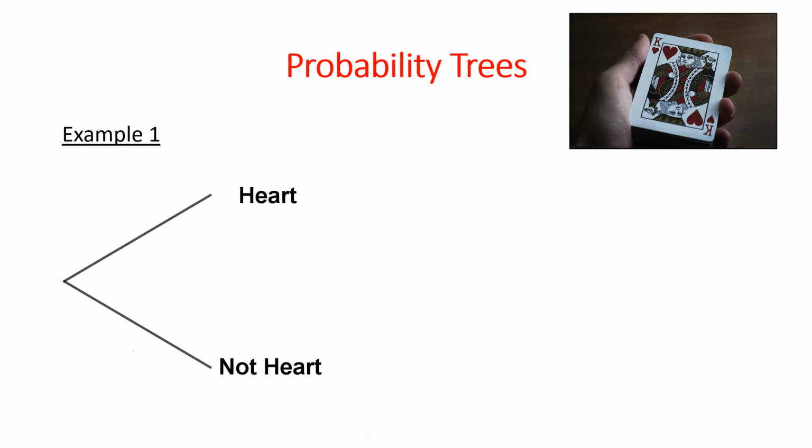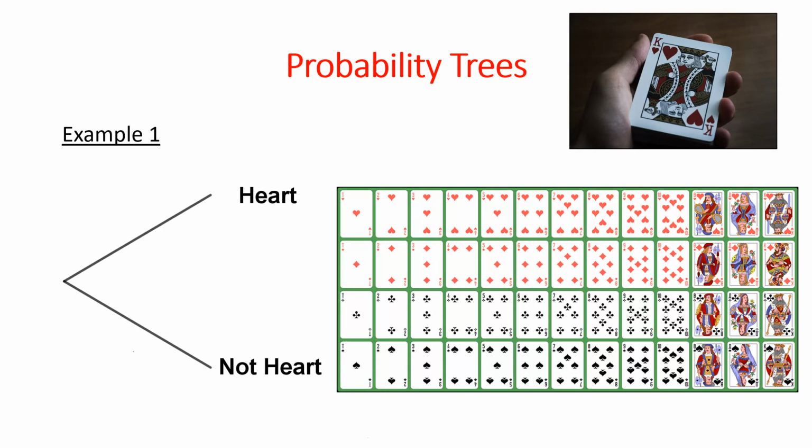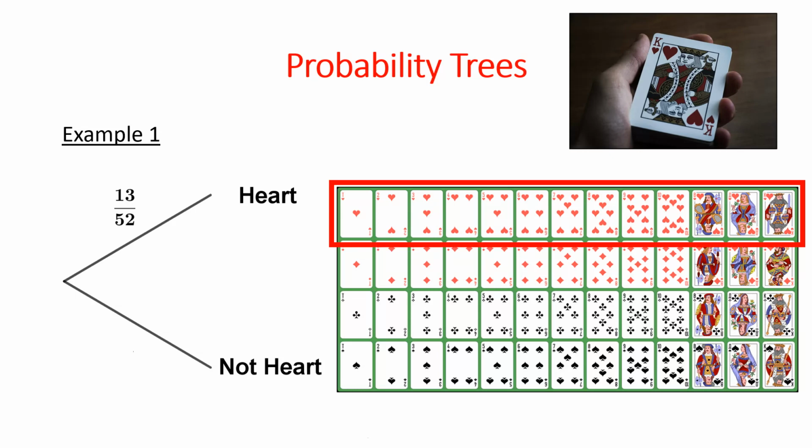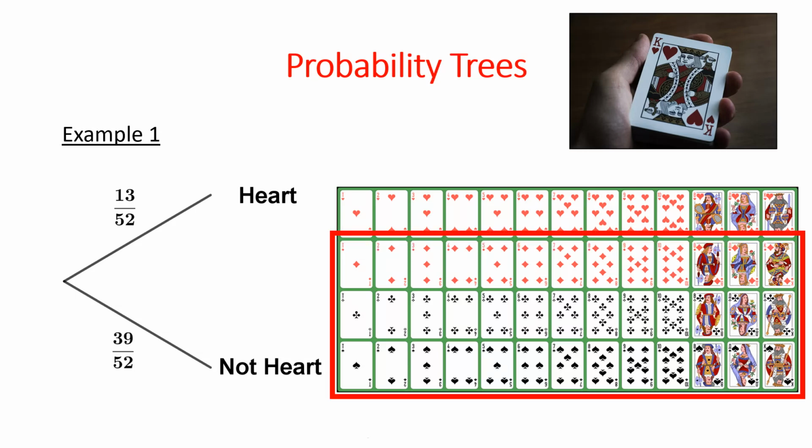So the first card could either be a heart or a no heart. There are 13 hearts in a standard pack of cards. So let's put the probability on the branch. 13 chances out of 52 it could be hearts. And the rest are no hearts. So that's 39 chances out of 52.